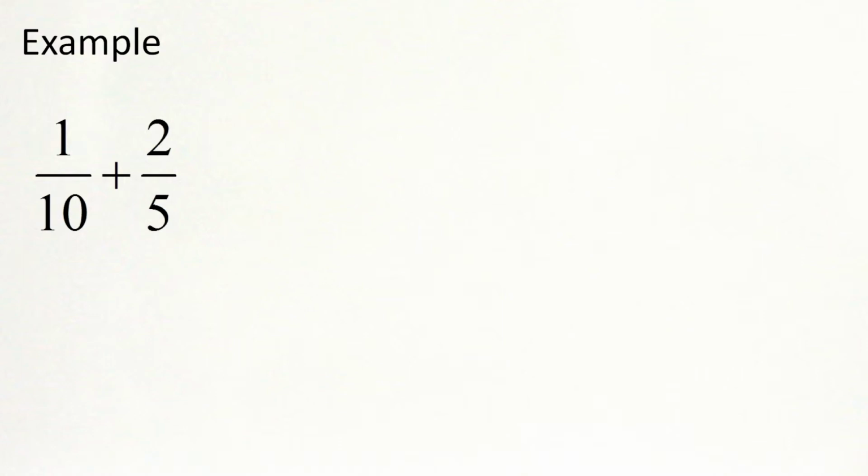So for 10, the multiples are 10, 20, 30, 40. And for 5, we get 5, 10, 15, 20. Right away, you can see that 10 is a common multiple. So we'll use 10 as our denominator. So for our first fraction, 1/10, we don't need to do anything because the denominator already is 10. But for the second fraction, 2/5, we need to make that denominator 10.